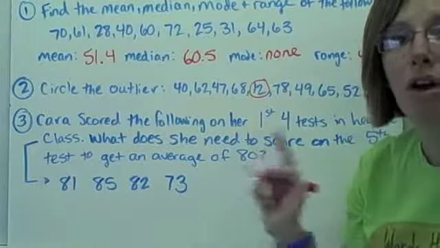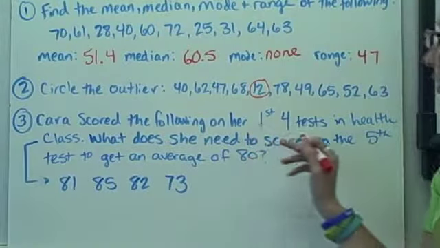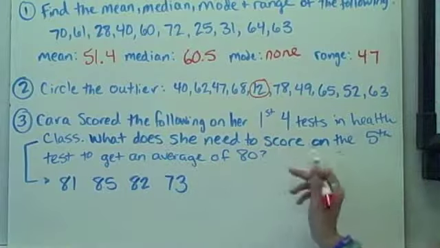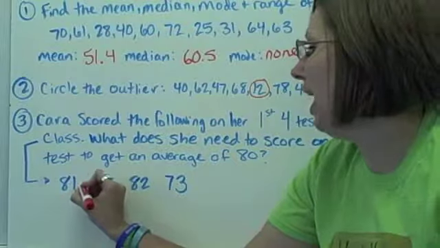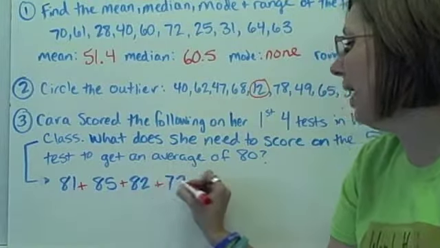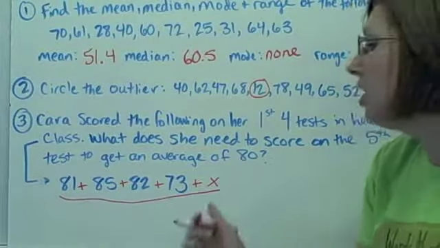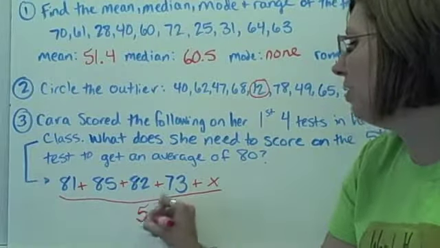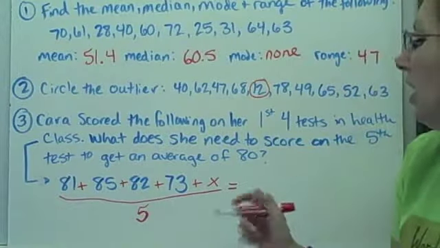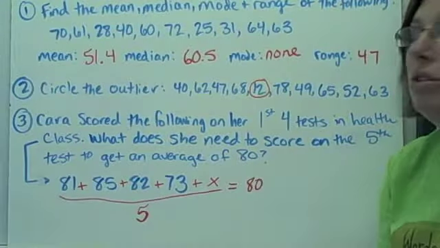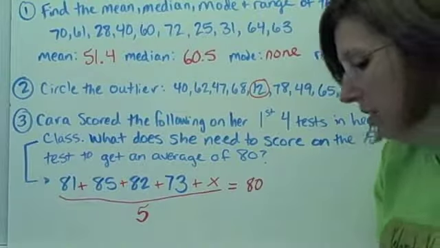It was much lower than all the other pieces of data. And number 3, Kara scored the following on her first 4 tests in health class. What does she need to score on the 5th test to get an average of 80? So what we're going to do is add these 4 grades, and we're going to add the 5th grade, but I don't know what she's going to score, so we're going to write an X. All of that information divided by 5, because that's how we find an average, and then we want that to be equal to 80.